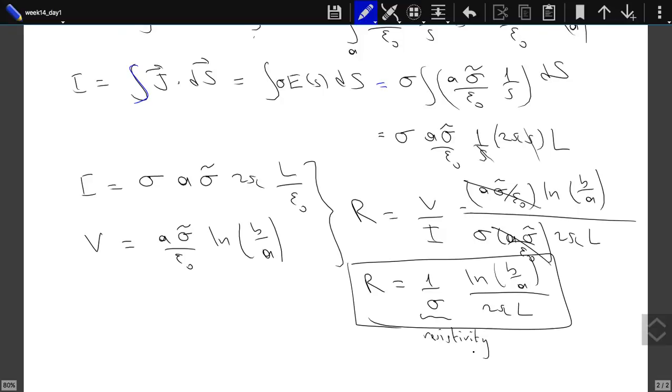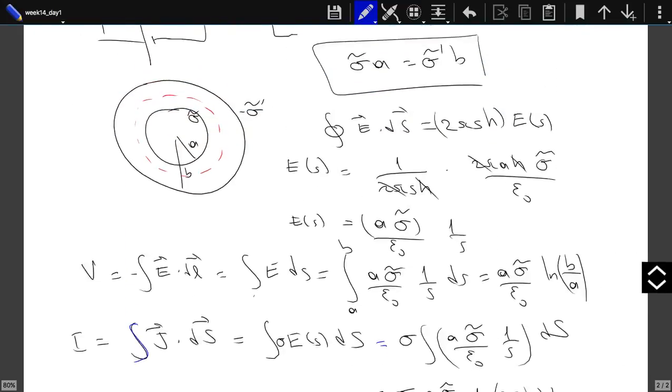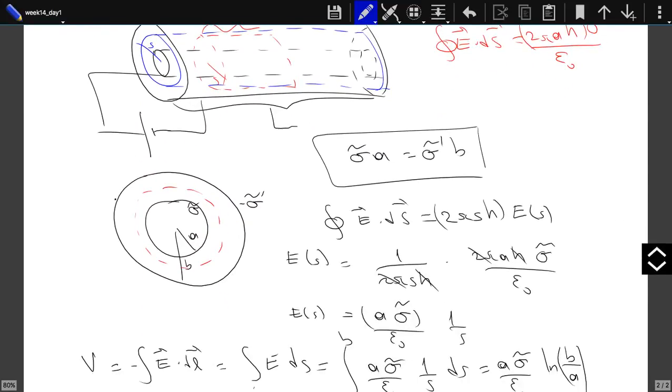No, it's not a capacitor. It's a conductor. No, it's filled with a conductor. So there's a current running through it.